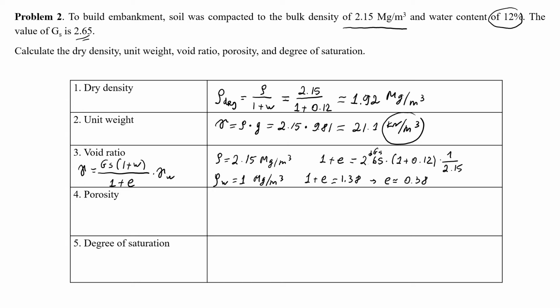This is actually a very low value for void ratio, which means that the soil is really dense. Well, you will see that high values of unit weight correlate with low values of void ratio.